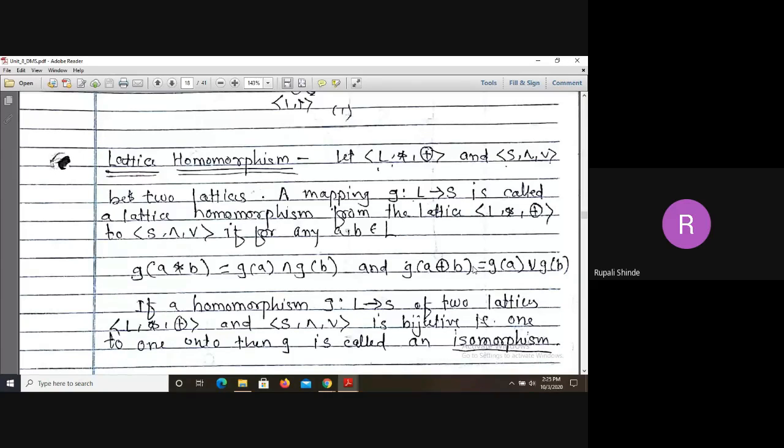Now, if you want to write this separately, then we can take g of A. Now, check here for this XOR operation, which one is the similar operation? That is OR operation. So, g of A XOR B is equal to g of A or g of B. So, in this way, we can define lattice homomorphism. Have you understood this definition?